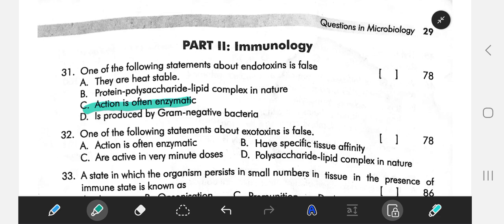Question number 32. One of the following statements about exotoxin is false. Option A. Action is often enzymatic. B. Have a specific tissue affinity. C. Are active in very minute doses. D. Polysaccharide lipid complex in nature. Answer will be D.